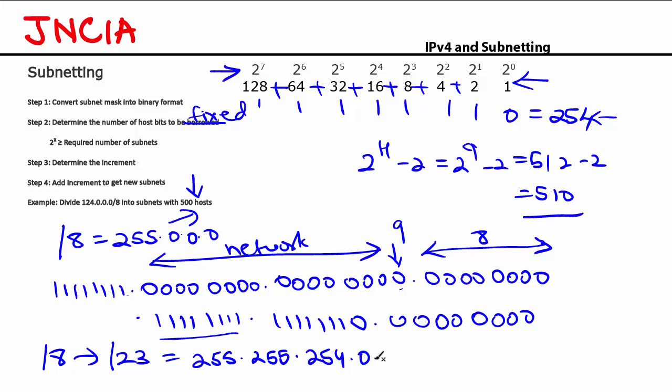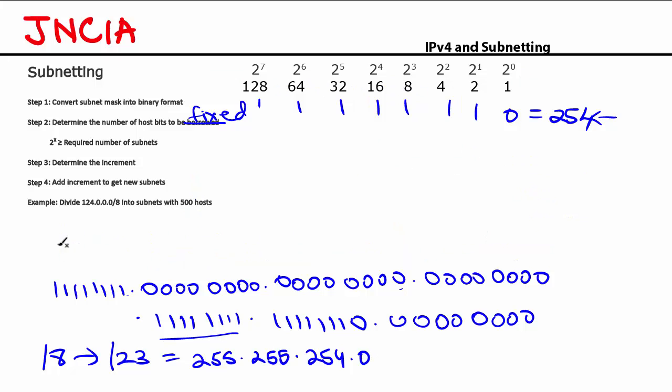Let's now look at step number 3. Step number 3 says determine the increment. As you and I now know, the increment is the power of 2 corresponding to the least significant bit. We already have the bits lined against the powers of 2, and we can see that the power of 2 corresponding to the least significant or the rightmost bit is 2, and that is going to be our increment.